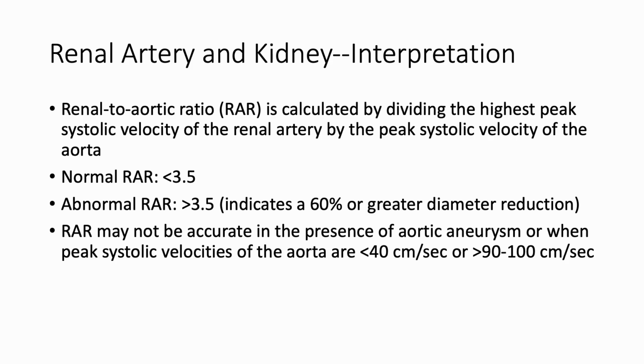A normal RAR is going to be less than 3.5. An abnormal RAR is going to be greater than 3.5. That's going to indicate a greater than 60% stenosis or diameter reduction of the renal artery. Again, let me say that again because this is very important. Abnormal RAR is going to be greater than 3.5, and that's going to mean there is a greater than 60% diameter reduction of the renal artery.